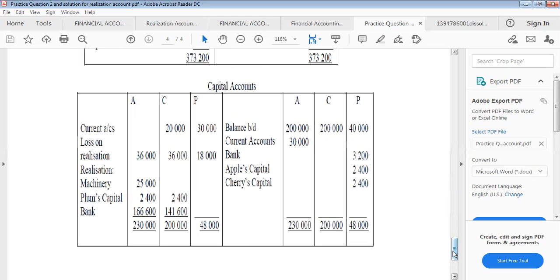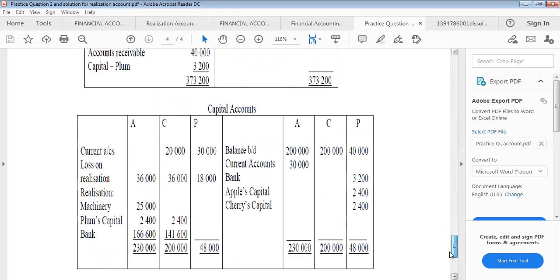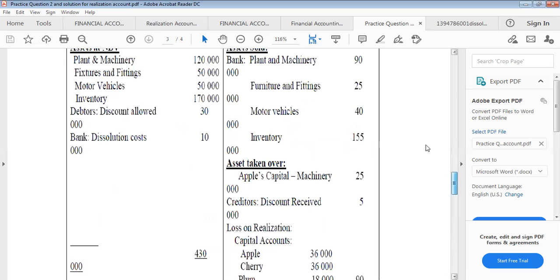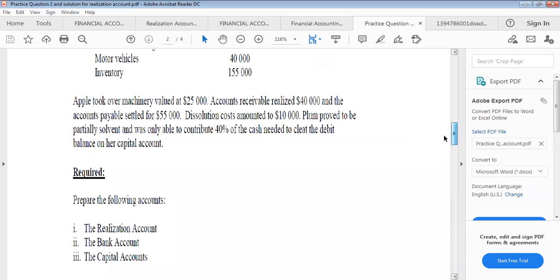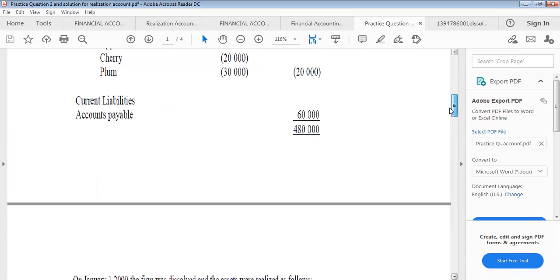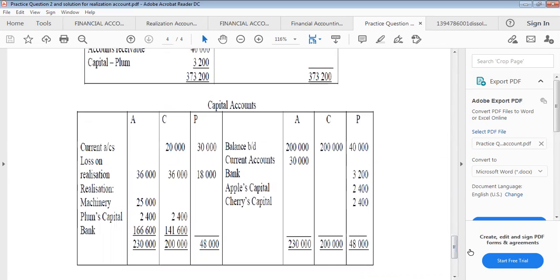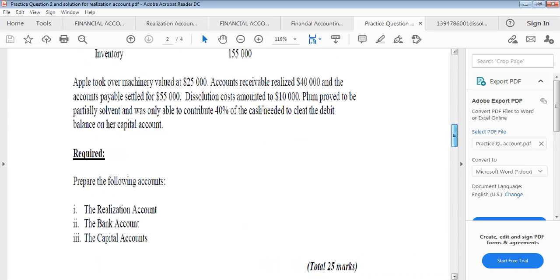Then, what next now? Right. So, this is 4,800. Oh, all right. It said that Plum proved to be partially solvent and was only able to contribute 40% of the cash needed to clear the debit balance on her capital account.